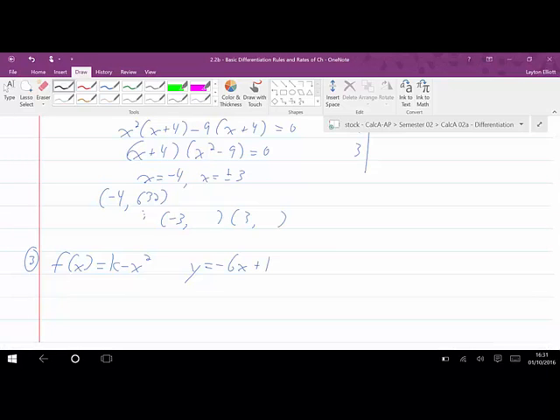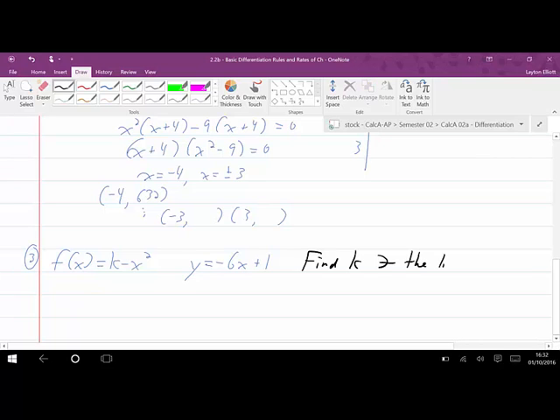Those are the information. The question is to find k such that the line is tangent to the graph of the function.